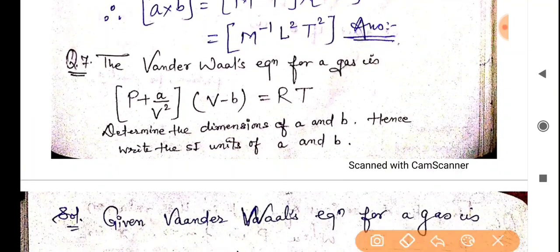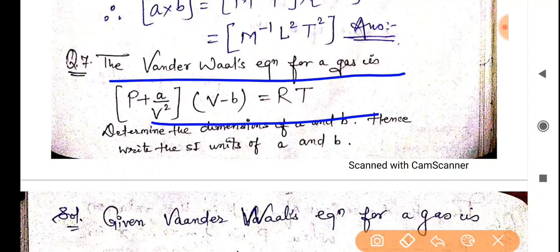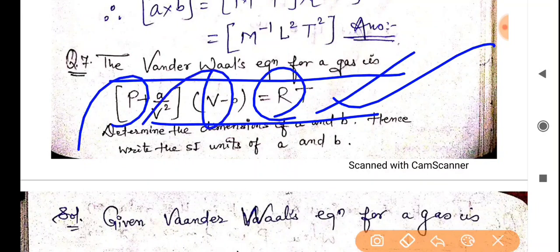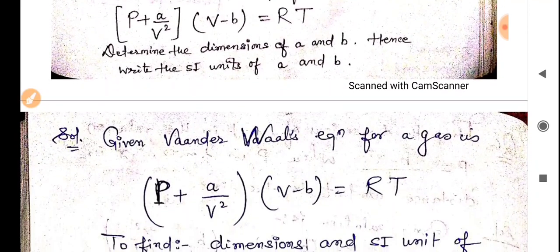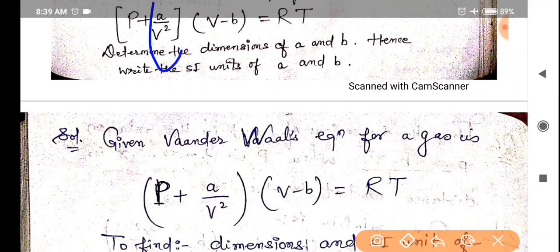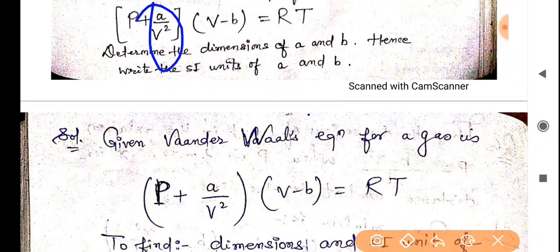Next, the van der Waals equation for the gas. This is a modified form of the gas equation, PV equals nRT. So, P plus a by V square into V minus b equals RT, where R is the gas constant, T is temperature, P is pressure, V is volume, and you have to find the dimensions and SI units of A and B. So dear students, a very easy question. A by V square will have the dimensions of pressure, and B will have the dimension of volume.